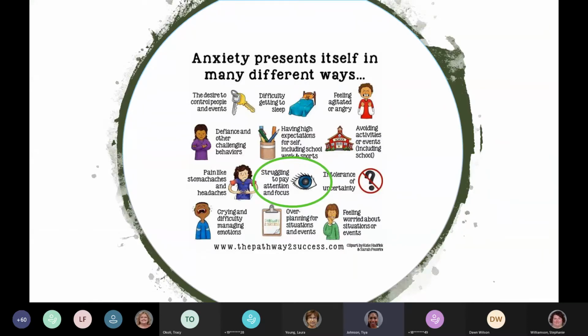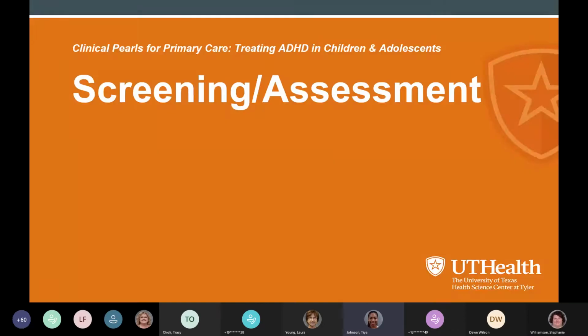And I bring this slide back up. If you all were present during my lecture series 2 weeks ago when I was talking about anxiety and depression in children and adolescents, this is one of my favorite pictures to utilize to show how anxiety can present itself in many ways. And in that green circle, I wanted to make sure I showed struggling to pay attention and to focus is a very common symptom and a way that anxiety can present itself.